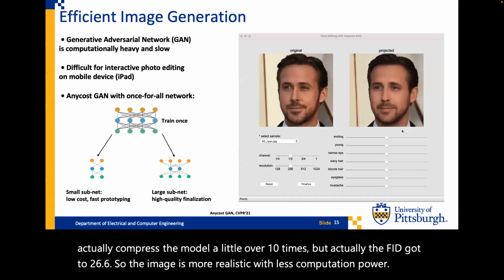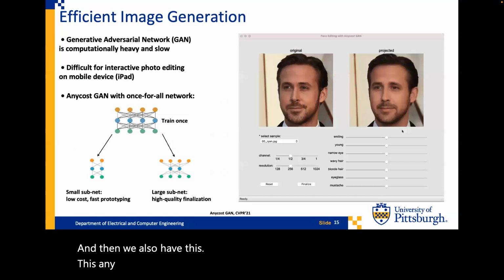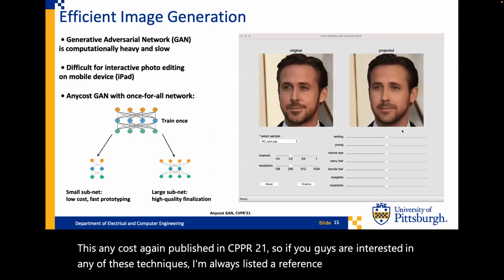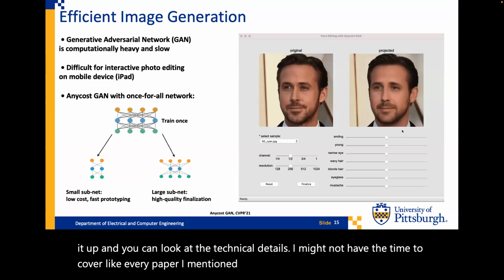And then we also have this AnyCost GAN, published in CVPR 21. If you are interested in any of these techniques, I always list the reference here so you can look it up and look at the technical details. I might not have the time to cover every paper I mentioned here, but I'm going to mention the most core papers.